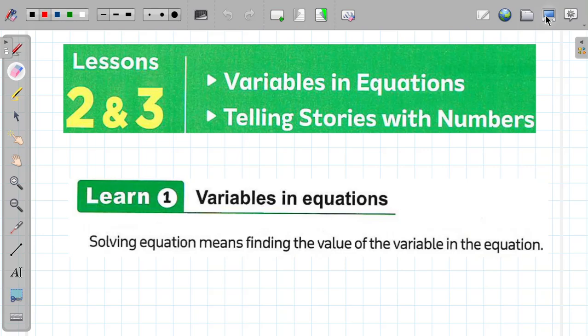This is, of course, considered a very important lesson in algebra, and its questions are always present in exams. So we must focus very much on the solution method so that no matter what type of questions we face, we can solve them easily. Okay, so let's go.